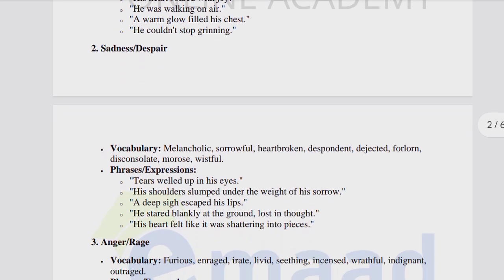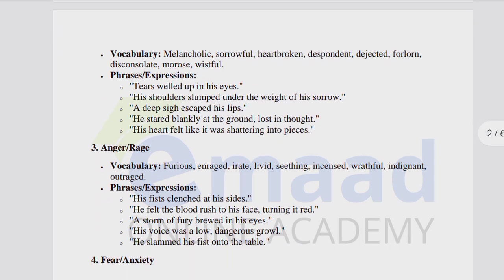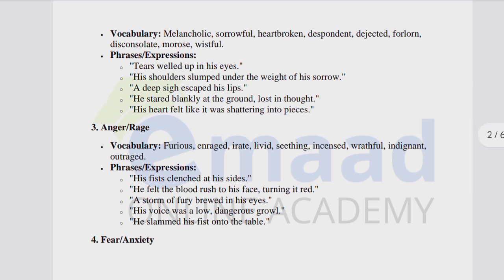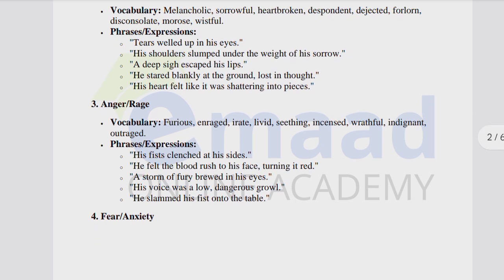Then let's see the feelings of sadness and despair. Melancholic, sorrowful, heartbroken, despondent, dejected, forlorn, disconsolate, morose. Tears welled up in his eyes. These show he was in a melancholic state, or he was sorrowful, heartbroken, or dejected. His shoulders slumped under the weight of his sorrow. A deep sigh escaped his lips. He stared blankly at the ground, lost in thought. His heart felt like it was shattering into pieces.